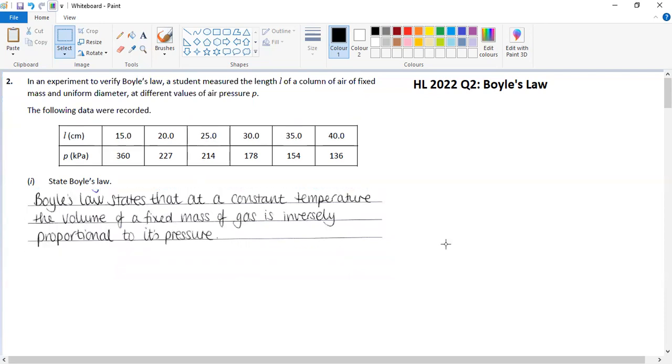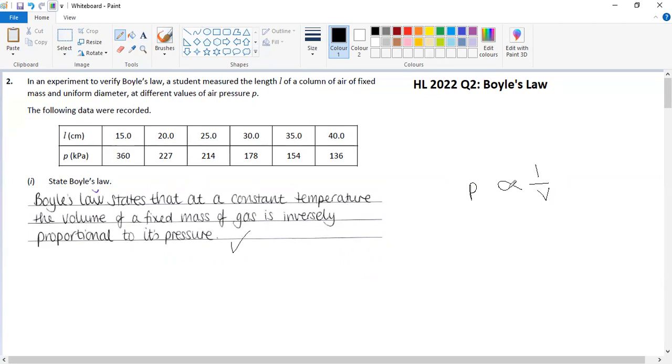So Boyle's law states that at a constant temperature, the volume of a fixed mass of gas is inversely proportional to its pressure. Okay, let's maths that up a little bit, okay? This is fine, by the way. If you just wrote that, you're done. You got your marks. You've stated Boyle's law. But I'm just going to talk about it in a mathsy way, because you could also answer it like this.